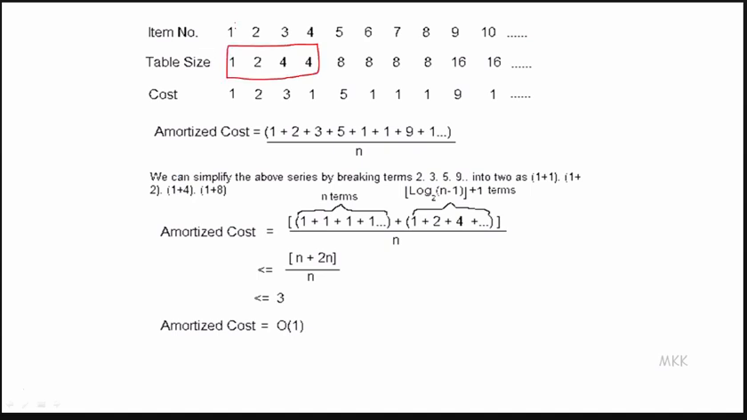If you want to insert the first item, the table size will be 1. If you want to insert the second item, the table size will be 2. If you want to insert the third item, the table size will be 4, where another space will be provided to enter the fourth element. In the same way, if you want to insert the fifth element, it will provide 4 new spaces.